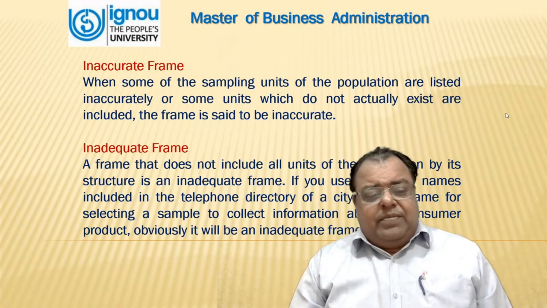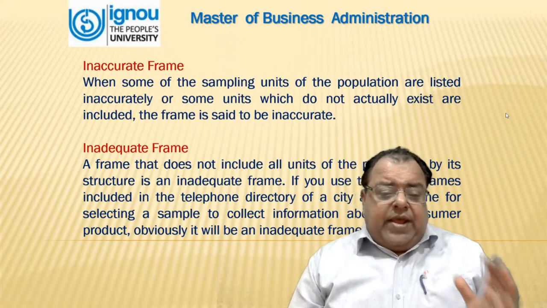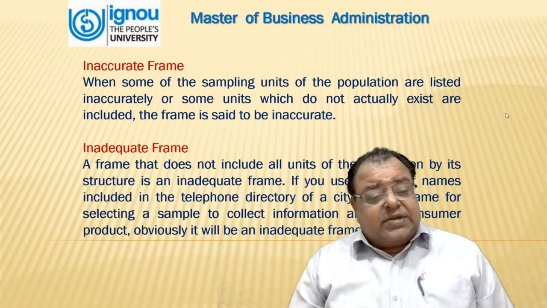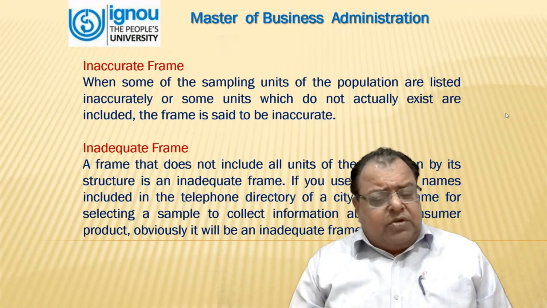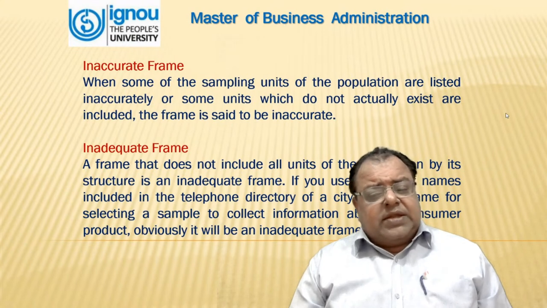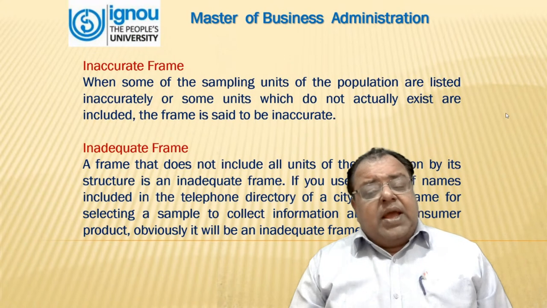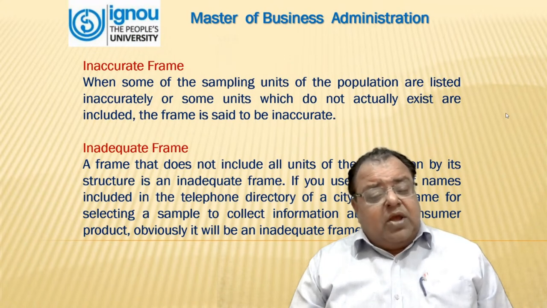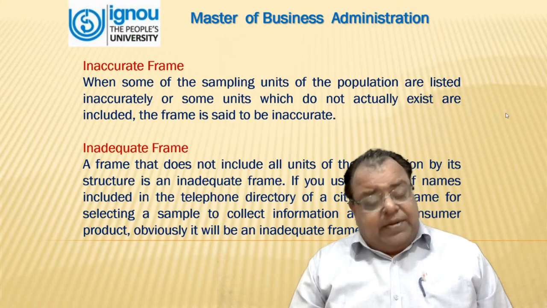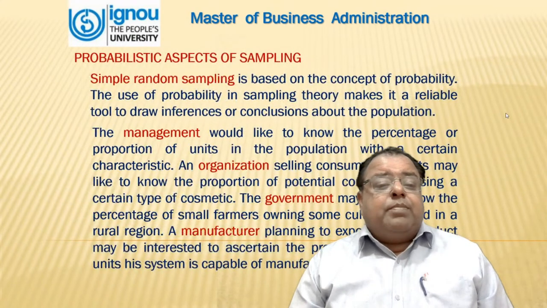Inadequate frame. A frame that does not include all units of the population by its structure is an inadequate frame. If we use the list of names included in the telephone directory of a city as the frame for selecting a sample to collect information about a consumer product, obviously it will be an inadequate frame. Probabilistic aspect of sampling.